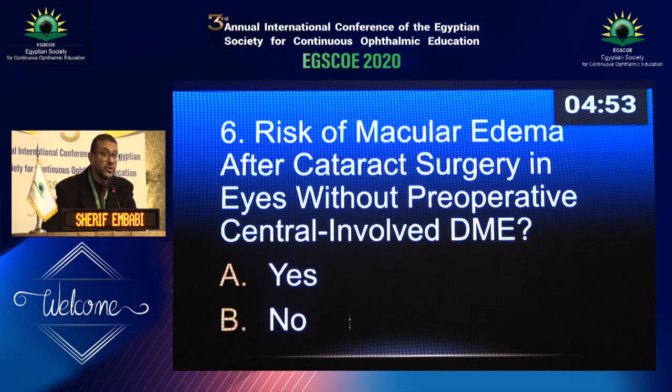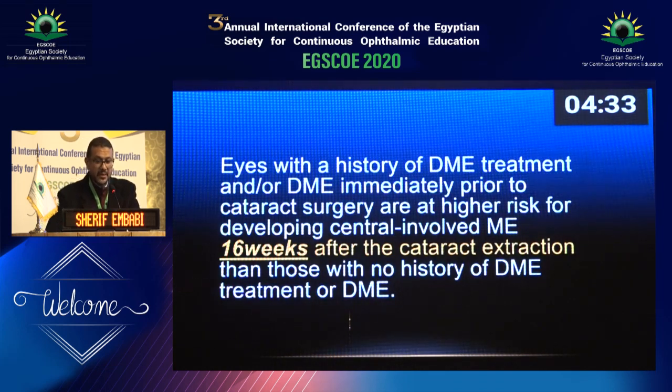So don't use them for treatment of vitreous hemorrhage unless you are preparing the patient for vitrectomy or as a complementary treatment with PRP. What about the risk of macular edema after cataract surgery? When you discuss this with a patient without preoperative central involving diabetic macular edema, is there a risk if you do a cataract surgery for those patients or not? Eyes with history of diabetic macular edema and/or treatment immediately prior to cataract surgery are at higher risk for developing centrally involved diabetic macular edema.